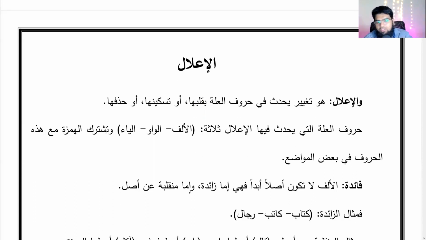Okay, let's see where these three places happen. The waw, alif and ya. By the way, when they talk about huruful illa, they say alif also. But remember, alif is never the alif. It is always a waw or a ya. حروف العلة يحدث فيها الإعلال ثلاثة. So three إعلال happen in what? Three letters. الألف والواو والياء.